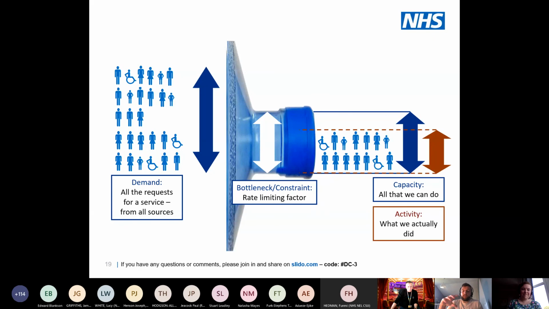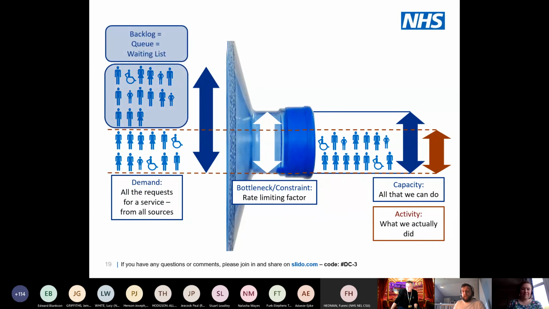We know that there's a difference between what we'll book in and what we'll actually do, because there's things like DNAs, hospital cancellations, short notice cancellations, all that sort of stuff. So we then have our activity, what we actually did from our available capacity. And anything in our demand that's not caught in that activity becomes backlog or queue or our waiting list.